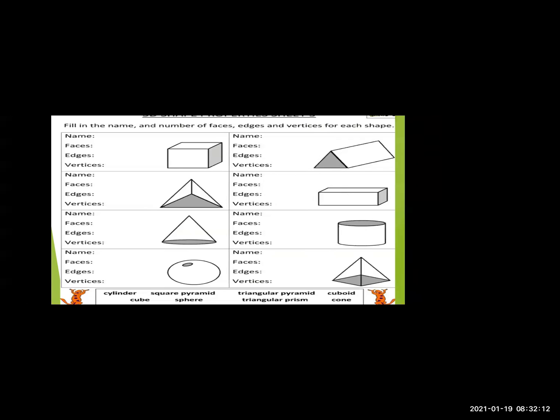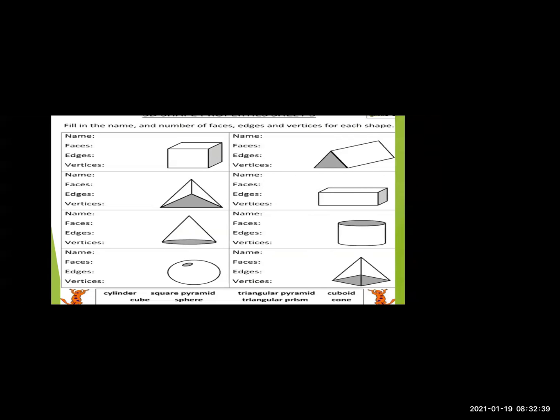Okay, I'll tell you. It has six faces. To the top, one. To the bottom, second. To both the sides, one, and front view and back view. In this way, we get six faces, and edges will be 12, and vertices will be 8.